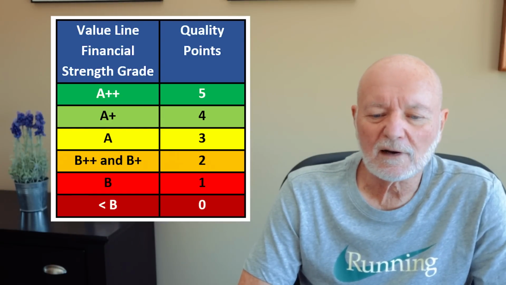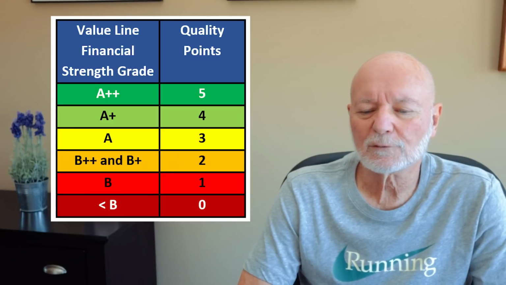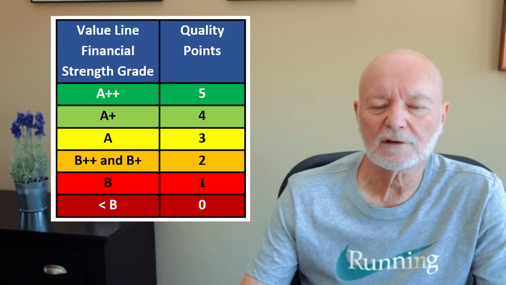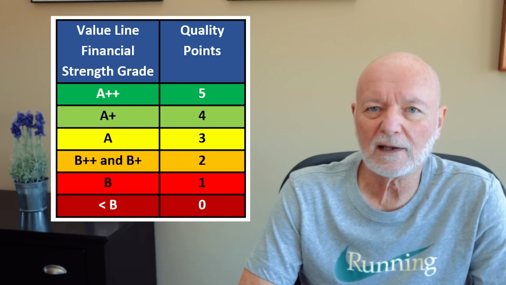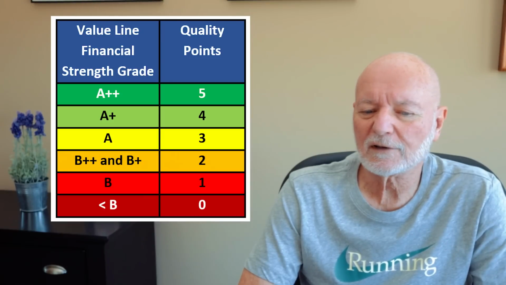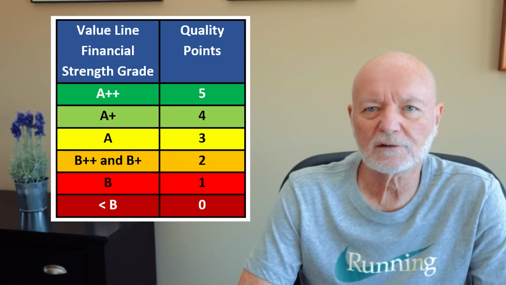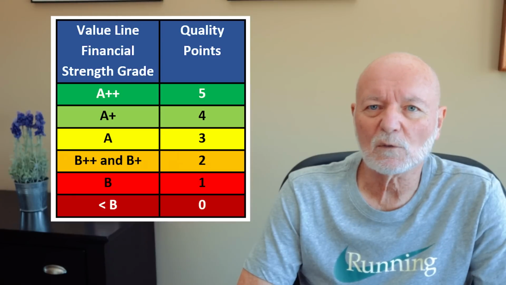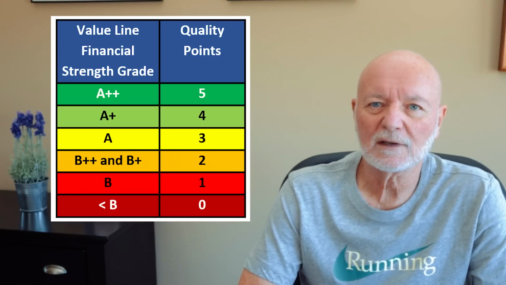In other words, Value Line's financial strength grade covers all of the things we mentioned earlier as reflecting financial soundness in a company. This slide shows how I convert the Value Line grades to points for my own system. The highest grade, A++, gets 5 points, and so on, down to B++ and B+, which sound good in life, but in Value Line's financial ratings, they're not really good grades. They get only 2 points, a B gets only 1, and anything less than a B doesn't get any points at all from me on my system.